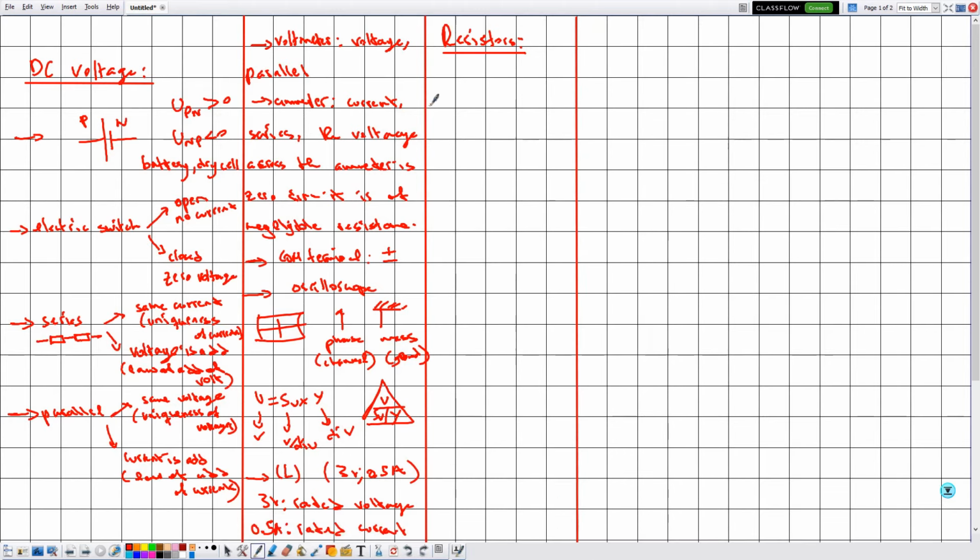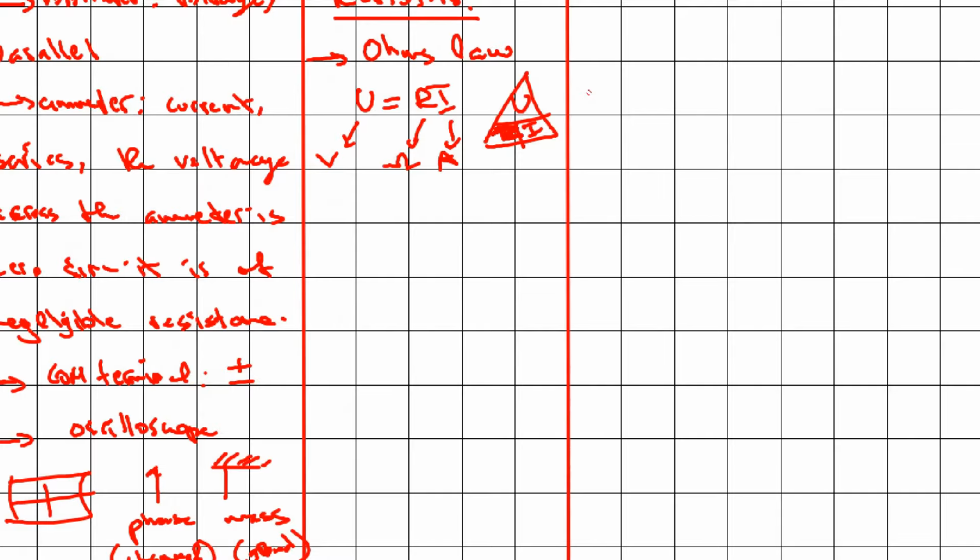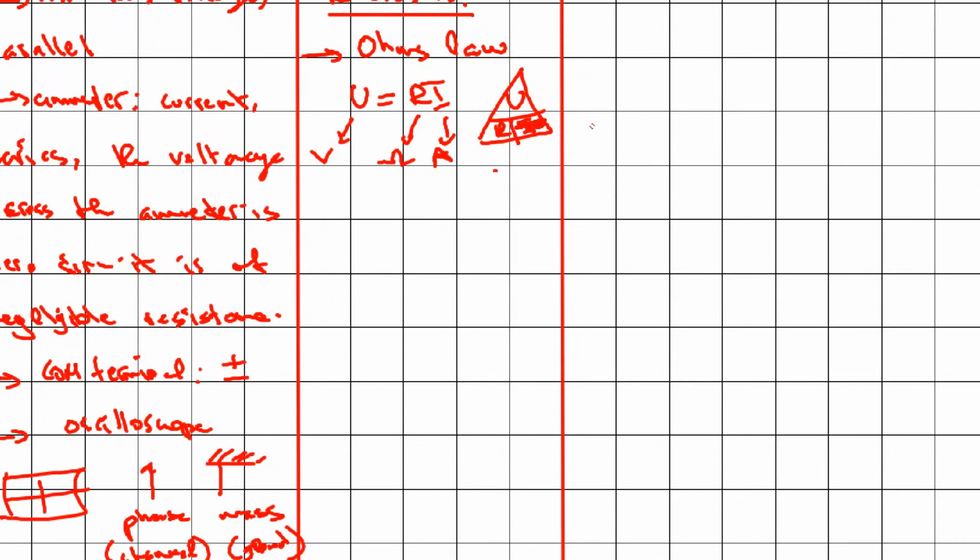Now the famous law is given by Ohm's law, which is given by U is equal to R multiplied by I. This is in volts, this is in ohms, and this is in amperes. And the corresponding triangle is given by U, R, and I. So for example, if we cover R, then R is gonna be U divided by I. And if we cover I, then I is gonna be U divided by R.